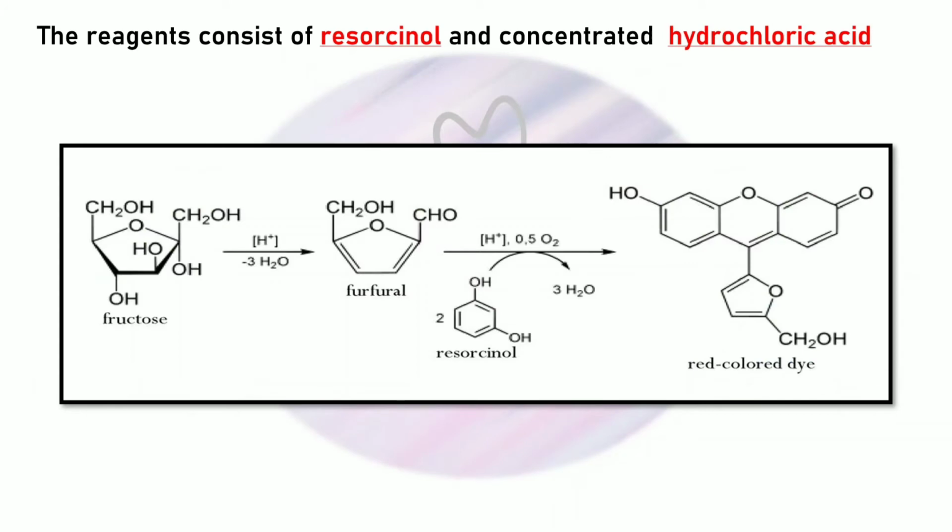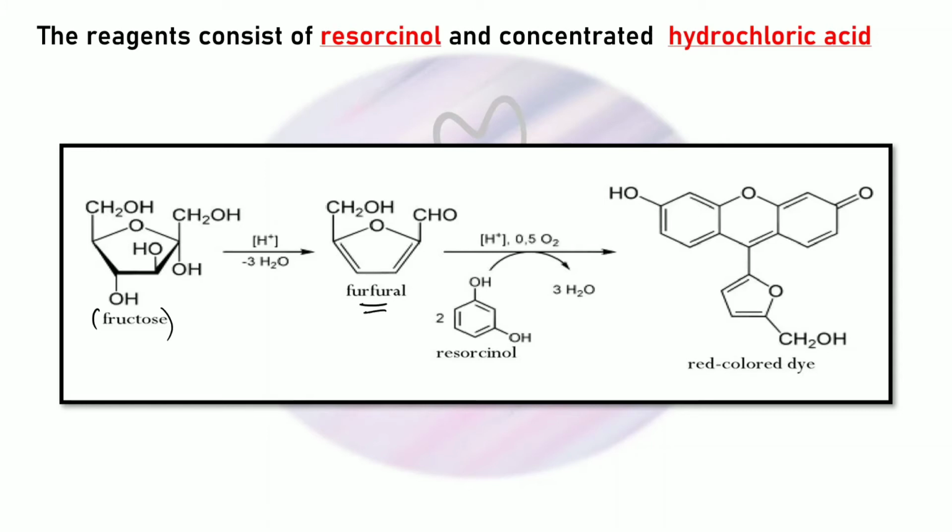You can see in this reaction, the reagent that is generally employed in this test is resorcinol. There is also use of concentrated hydrochloric acid. Hydrochloric acid creates an environment which causes the dehydration of the sugar or ketose. For example, here it has given fructose. Fructose in the presence of strong acid undergoes dehydration and forms a furfural-like structure.